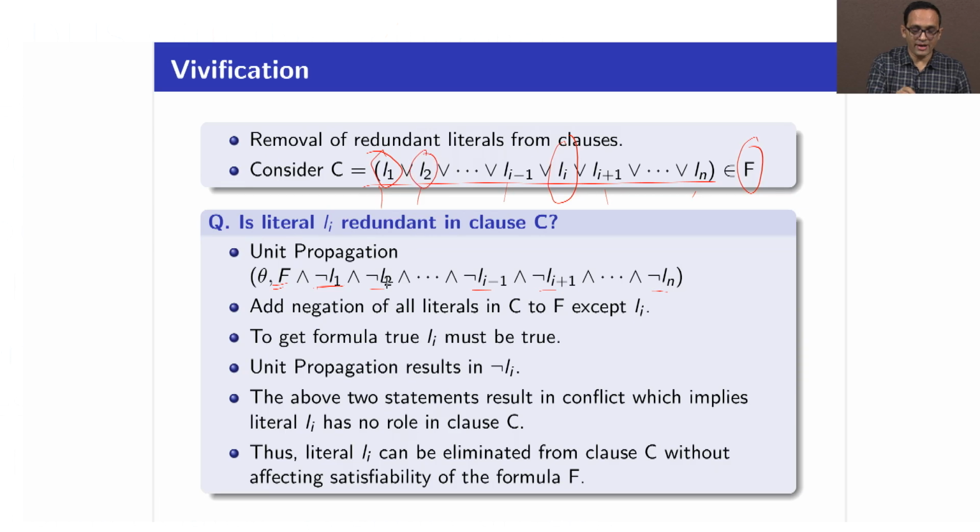L2 is there, I add a new unit clause, not of L2, and so on. I have not of L(i-1), not of L(i+1), but there is no not of Li. I am not putting the negation of Li here, and so on till Ln, where I have not of Ln. So, these are the unit clauses that I add. What is the impact of this?